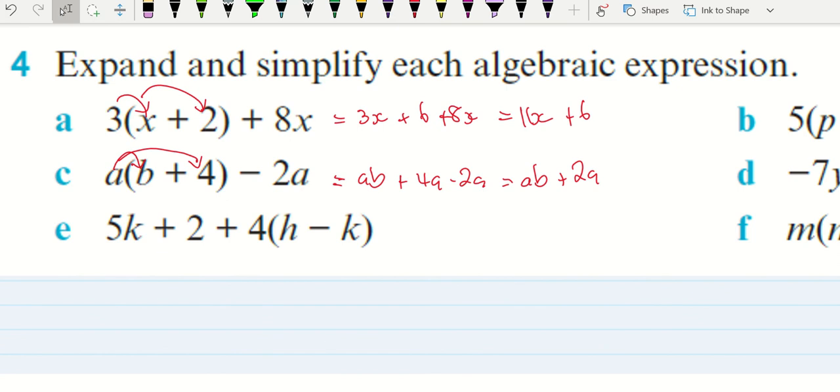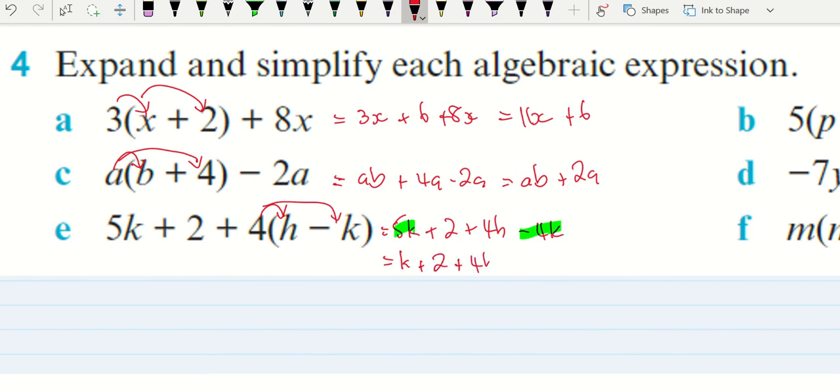This one, let's have a look. We've just put the brackets over this side. So this is going to be 5k plus 2 plus now 4 times h, or 4h, take 4k. Are there like terms? I can see 2 like terms here. There's this one and this one. So all I'm going to do now is just go, well, 5k take 4k, that's 1k, but I just write k because we don't need to put in the 1, plus 2 plus 4h.